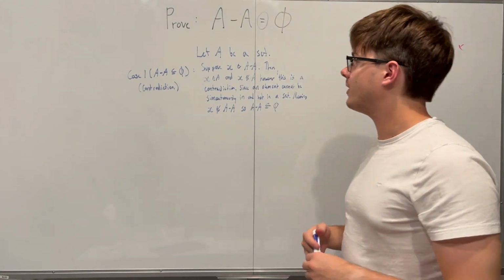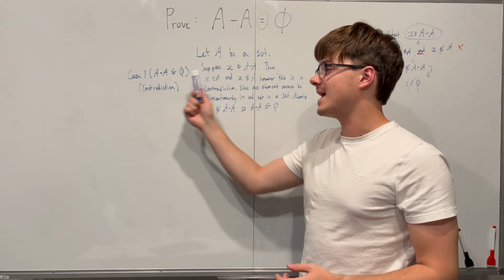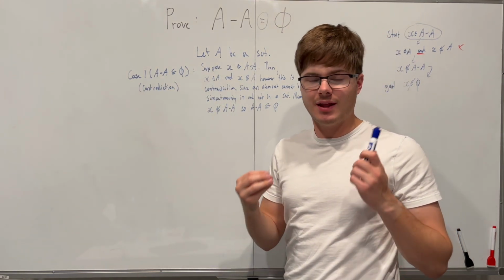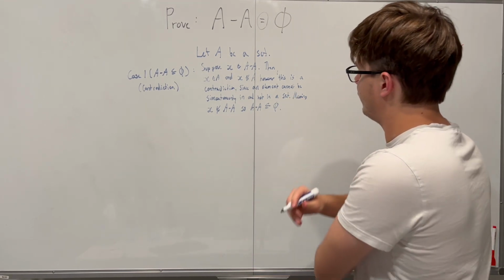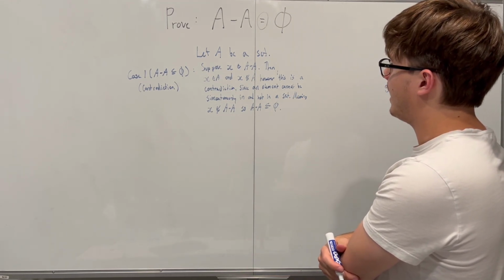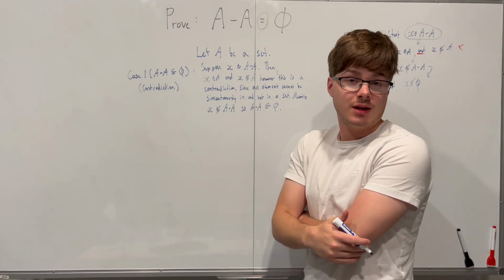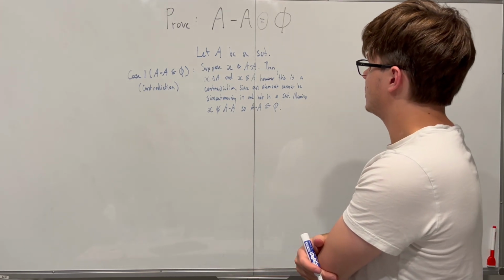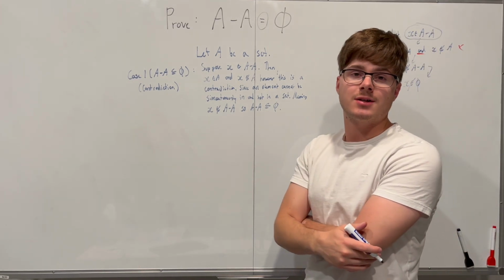Okay, so I clarified it, and yes, you can definitely make the statement that something is a subset of the empty set. That's not mathematically wrong. So this should be fine for a case. So we've proven that A minus A is a subset of the empty set because A minus A can't have anything in that set. So now let's prove the second case, that the empty set is a subset of A minus A.